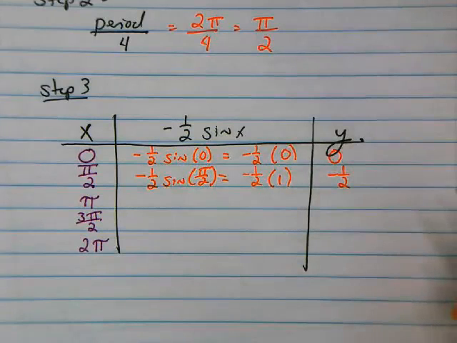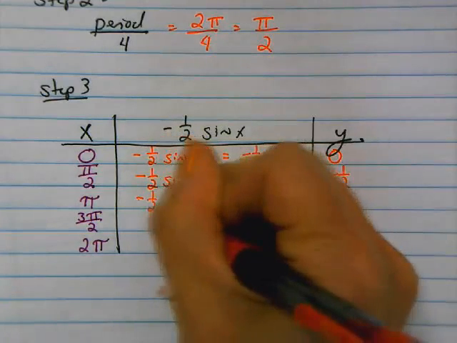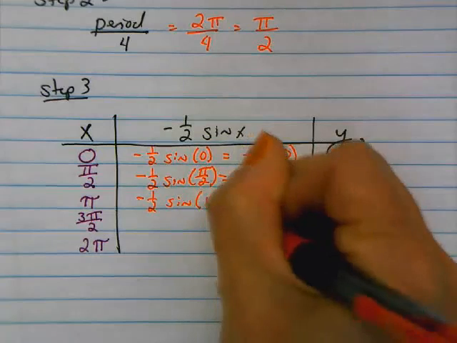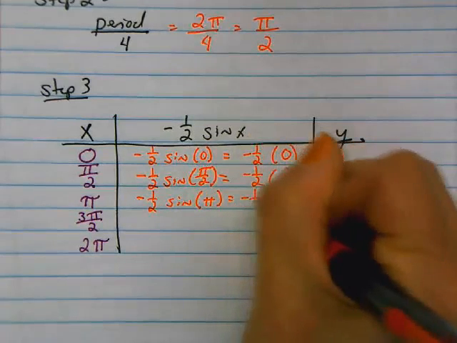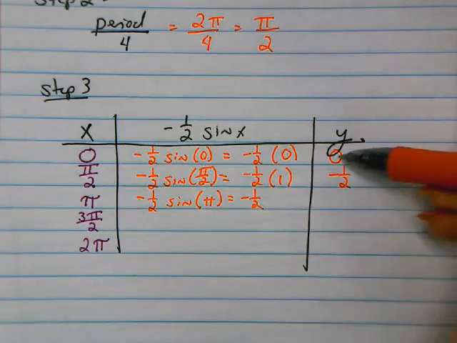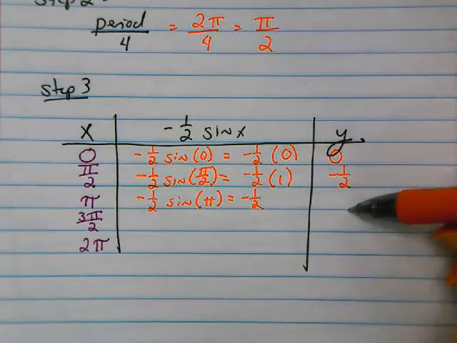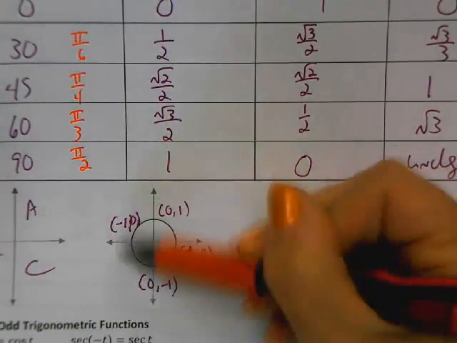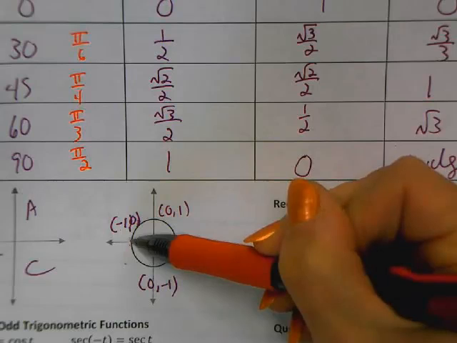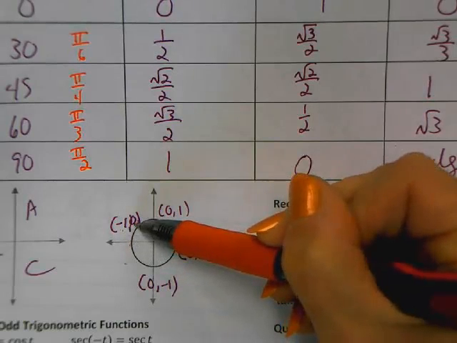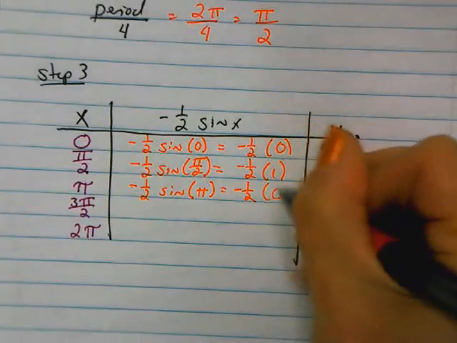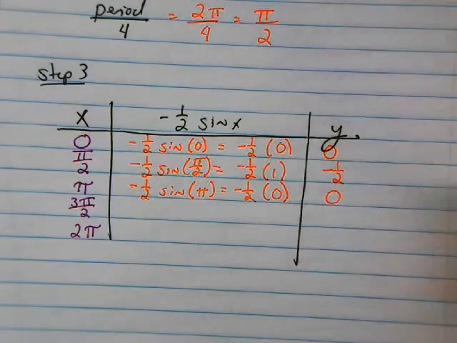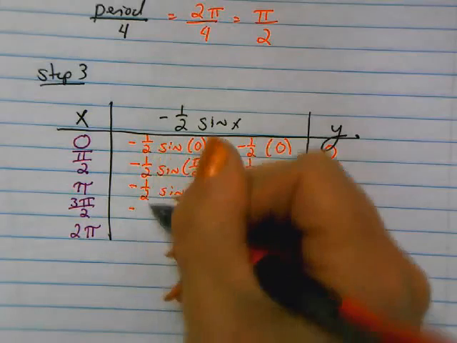Okay? Negative 1/2 times the sine of pi. If you had to guess, you have 0, negative 1/2. My bet is you're heading back to 0. Let's prove it. I'm at pi. Go down to your unit circle. At pi, sine is 0. So negative 1/2 of 0 is 0. Okay? Negative 1/2 sine of 3 pi over 2. Negative 1/2 sine of 2 pi.